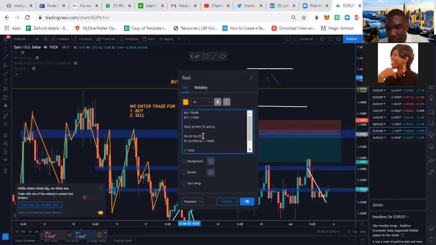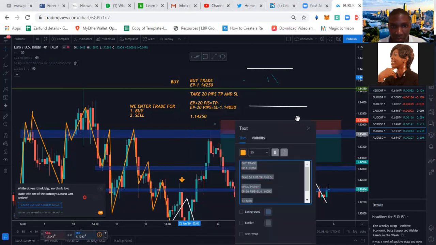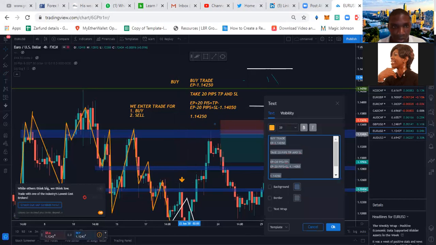Then for you to calculate take profit, you do the same thing. You take the entry price. What's the entry price now? The entry price is 1.14250. Okay, remove the decimal place first. So now what you do is you are taking take profit. It's a buy trade. You say plus 20 pips. Okay, so you just take this number and you insert your decimal place there.